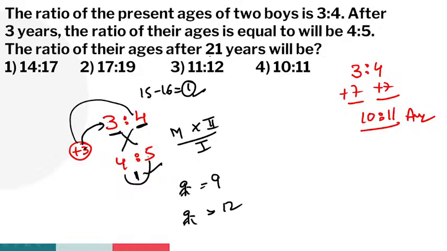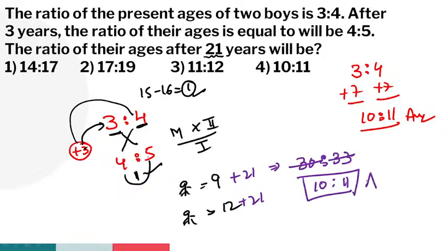But what problem do we have to find out? The ratio of their ages after 21 years. So 9 + 21, 12 + 21. 9 + 21 is how much? 30. 21 + 12 is how much? 33. Let me calculate. So 3 10s are and 3 11s are. So the answer is 10:11. That's why option 4 is the right answer.